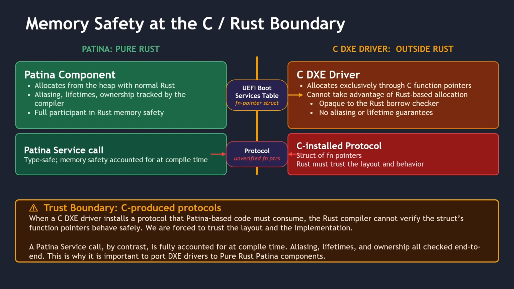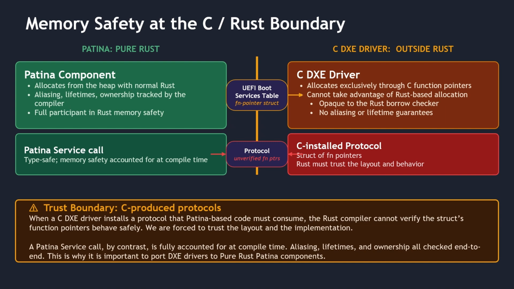But we're working entirely in C here with raw function pointers, and it's opaque to a lot of the advantages that we have with Rust, like the borrow checker. There's no aliasing or lifetime guarantees, obviously. As we get down to different services and ways to access functionality, Patina does this through the Patina service model. These are pure Rust idiomatic interfaces that are type safe and account for memory safety at compile time.